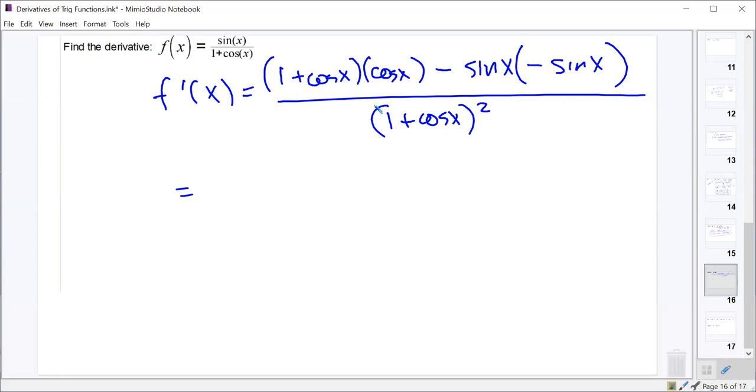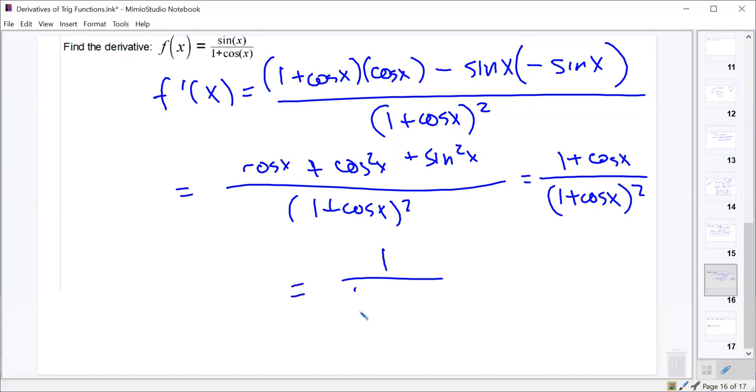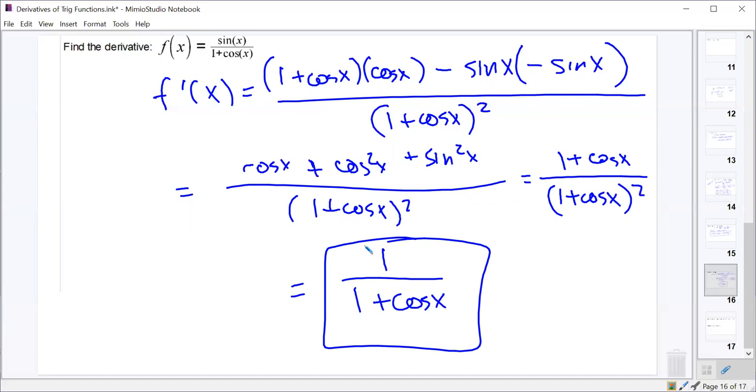Okay. And I can simplify this numerator. I can distribute the cosine. So I'll get cosine x plus cosine squared x plus sine squared x, all over 1 plus cosine x to the second power. And what does the numerator then simplify to? Cosine x plus 1, or 1 plus cosine x, which gives us 1 plus cosine x over 1 plus cosine x squared, which we can then simplify to just 1 over 1 plus cosine x. Everybody good? Any issues with that one?